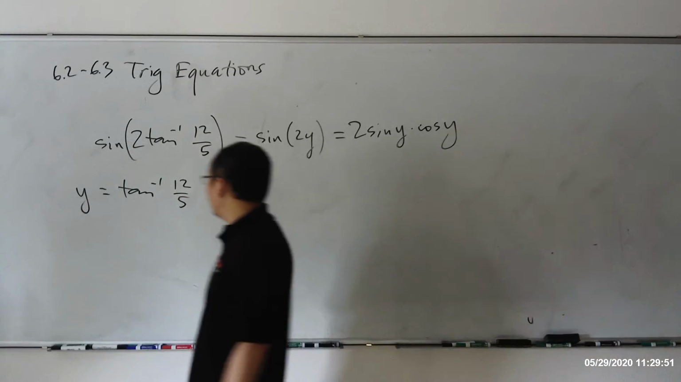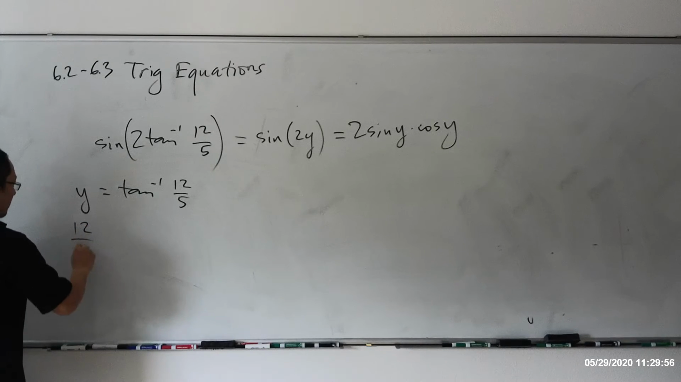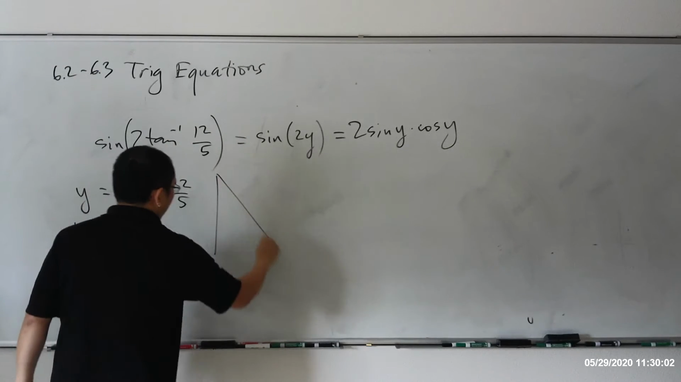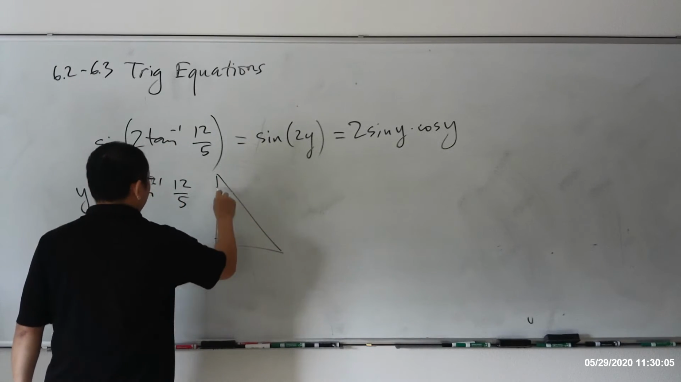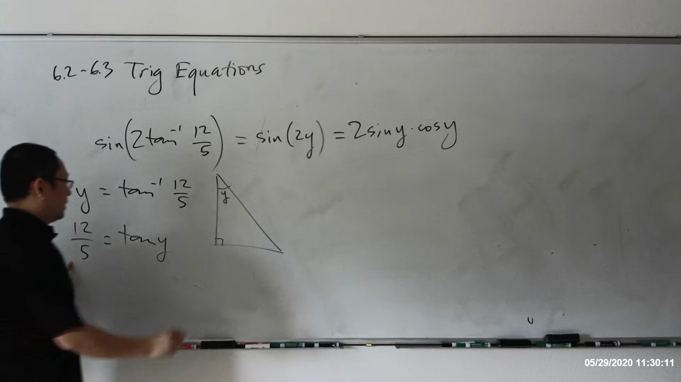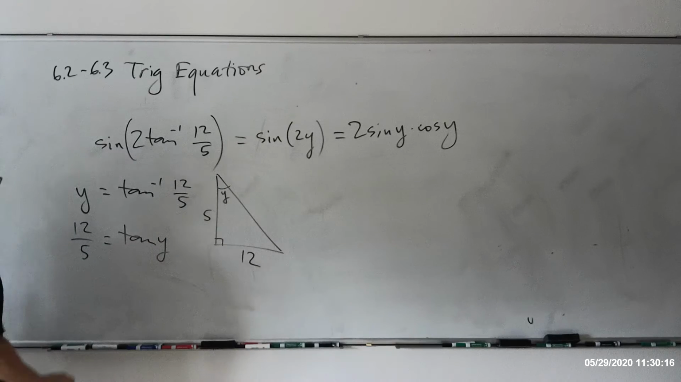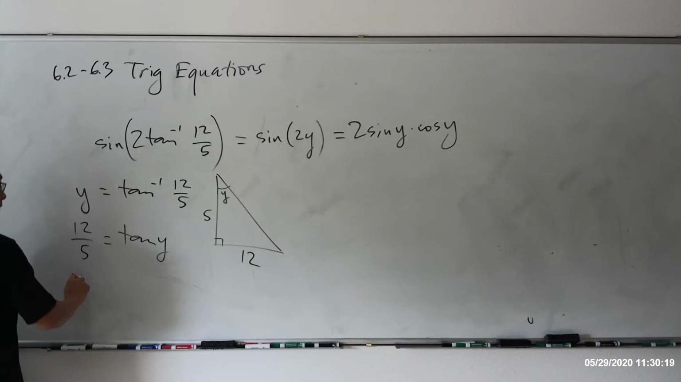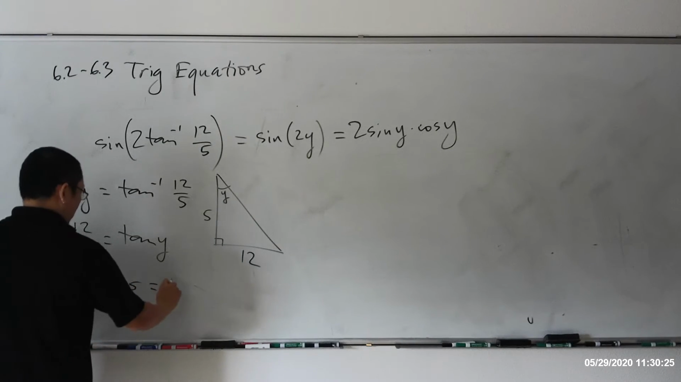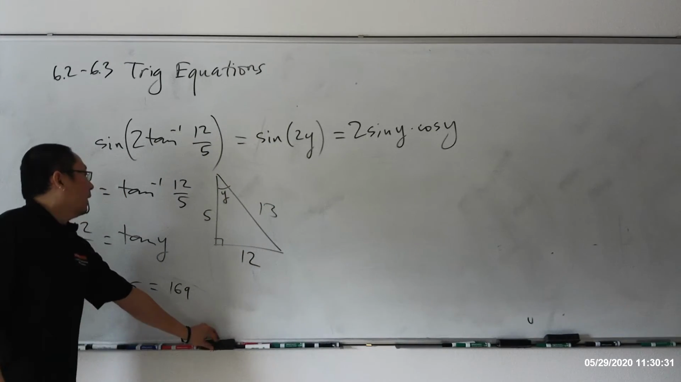And we calculate right here. Tangent inverse of 12 over 5 is y, so 12 over 5 equals tangent of y. And again, same old trick: we use the right triangle. The angle is y right here, and tangent is opposite over adjacent. So this is 12 opposite, and this is 5 right here. So I can calculate the hypotenuse. 12 squared is 144, and 5 squared is 25. 144 plus 25 is 169. So this is 13, since 13 squared is 169. I got a complete right triangle.